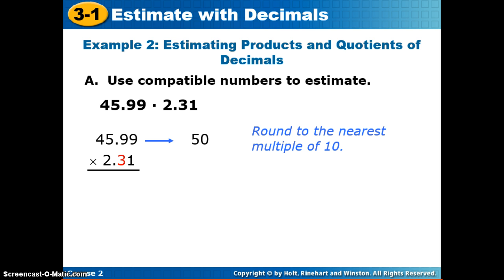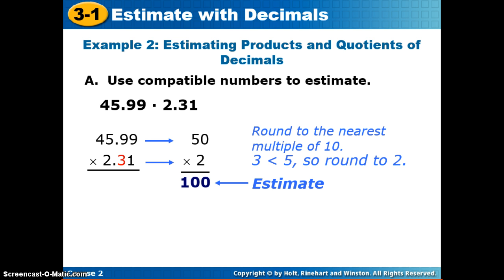When we round 45.99, we either want to go to 40 or to 50, and this is closer to 50. It's more than halfway there. If we take a look at the 2.31, we notice that 3 isn't enough to round it up, so we can keep that as a 2. Now, why are 50 times 2 good compatible numbers to multiply? Well, because we can do that pretty easily. 50 times 2 is 100. So 45.99 times 2.31 gives us about 100.